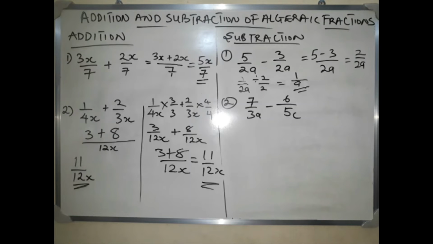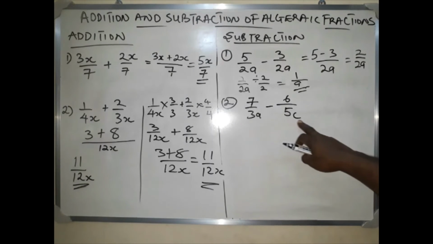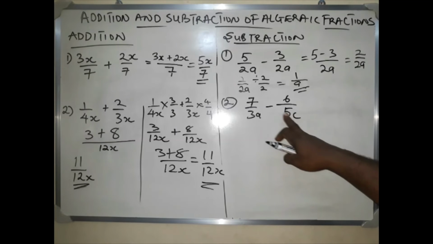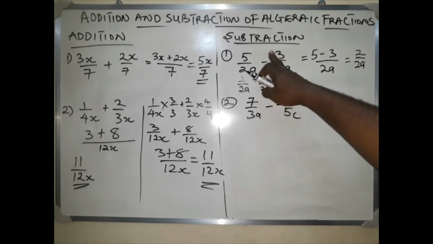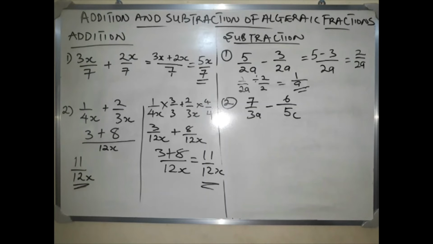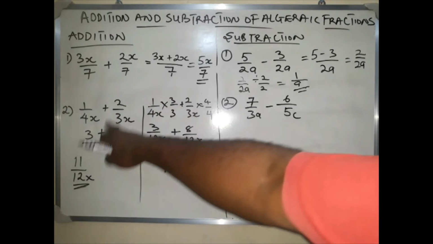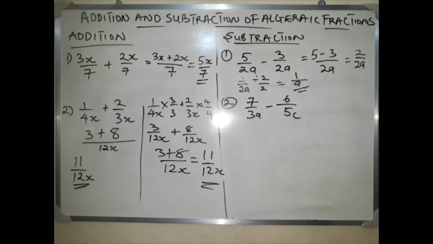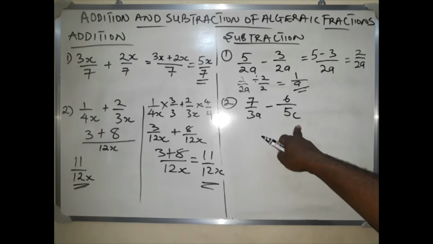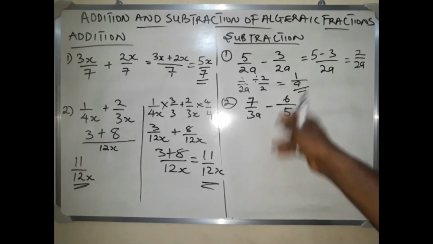7 all over 3a minus 6 all over 5c. Now in this case, you can see that they don't have common denominators, and so we cannot solve them the same way we solved the first question. So in this case, we're going to have to use this very first technique here, which is to find the LCM. We find the LCM of the two denominators, and then we go about simplifying them.